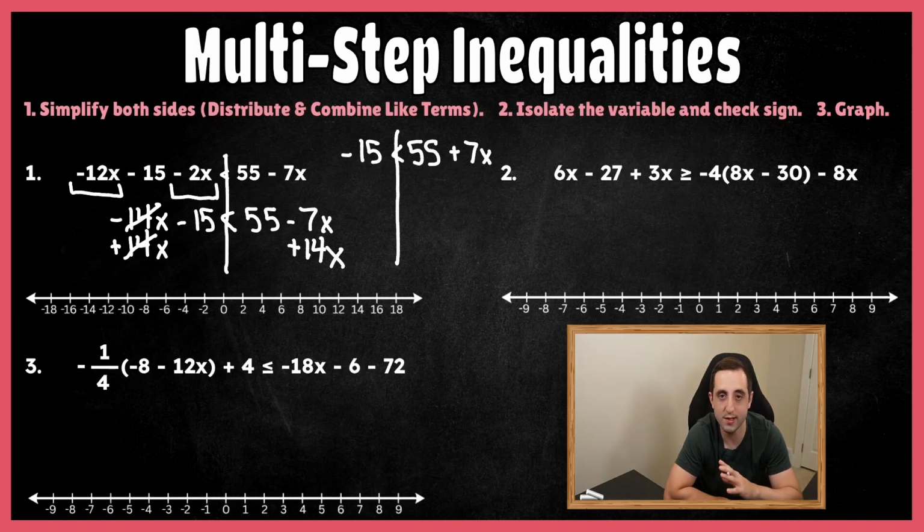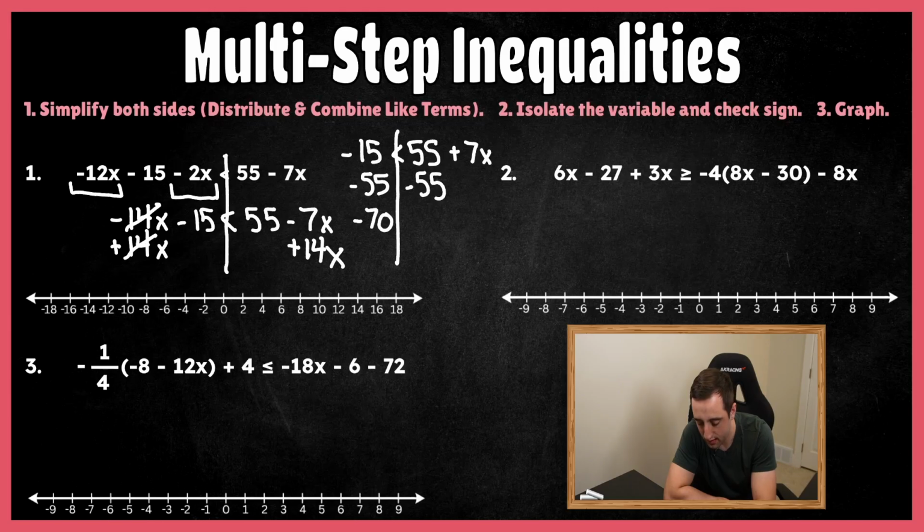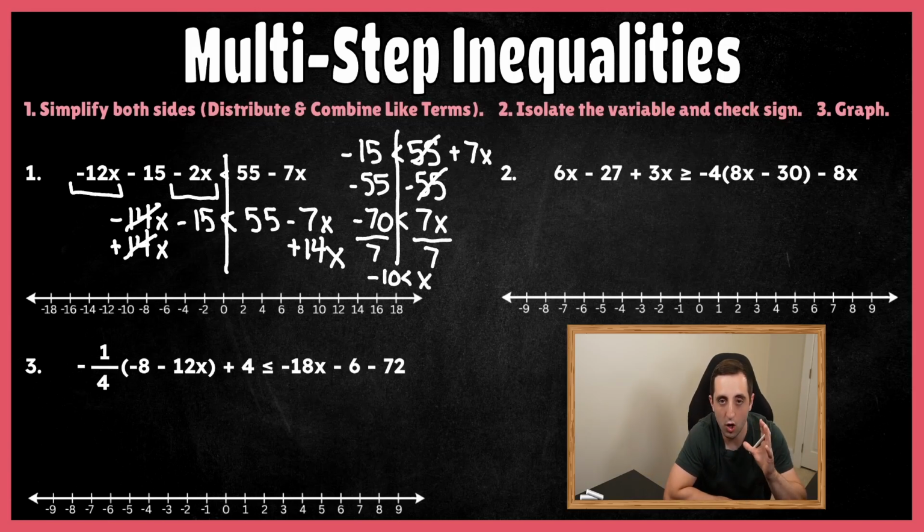We always want to get rid of the number that's the furthest away from the variable, but still on the same side as it, which is 99.9% of the time the number that's being added or subtracted. In this case, it's the 55. So let's go ahead and subtract 55 on both sides. Negative 15 minus 55 is negative 70. These cancel. Those are inverses or opposites. And we're left with negative 70 is less than 7x. And then, well, 7's being multiplied to x, so let's do the inverse of that and divide both sides by 7. Negative 70 divided by 7 is negative 10, is less than x, and now x is isolated all by itself on the right side.